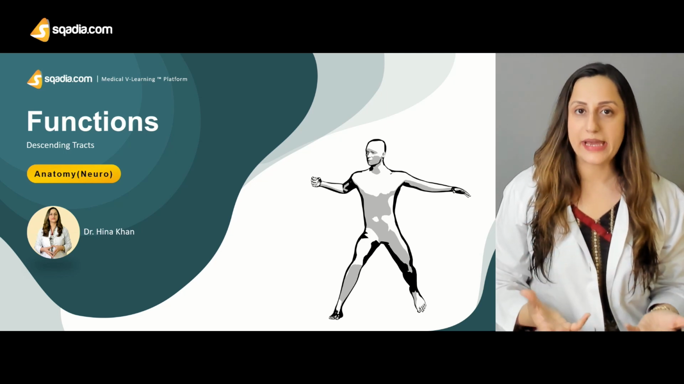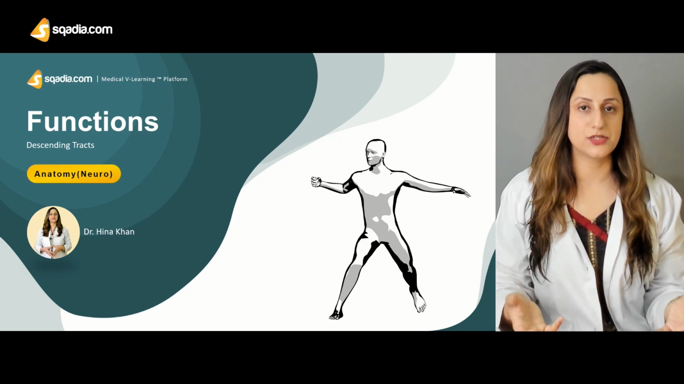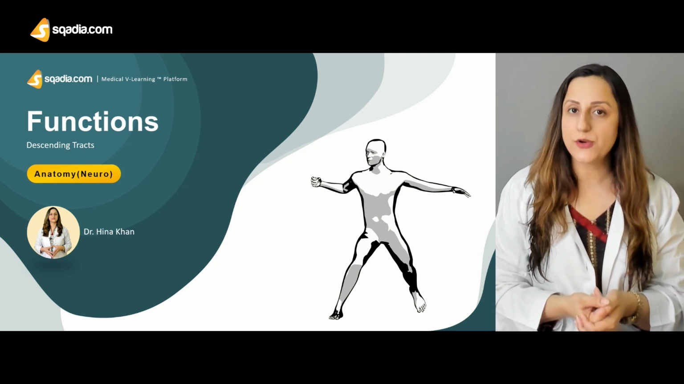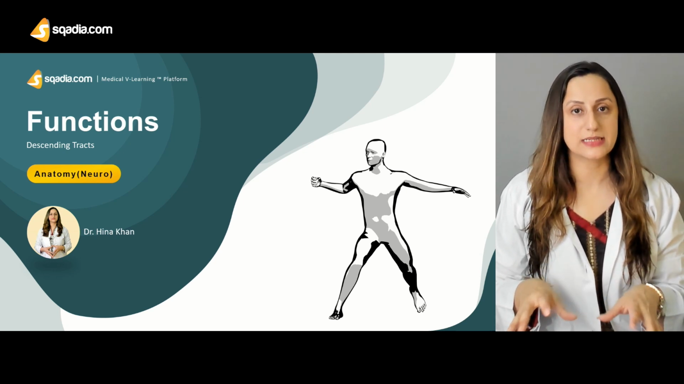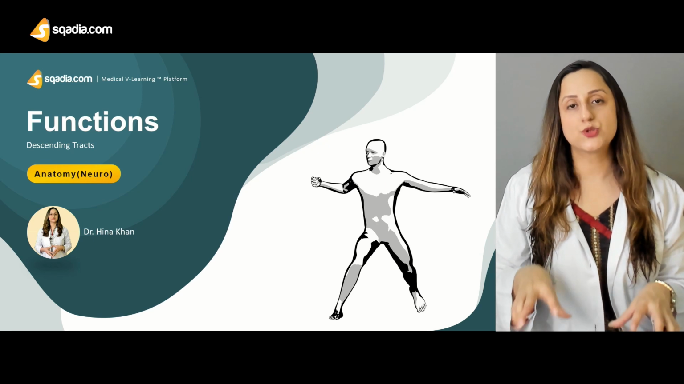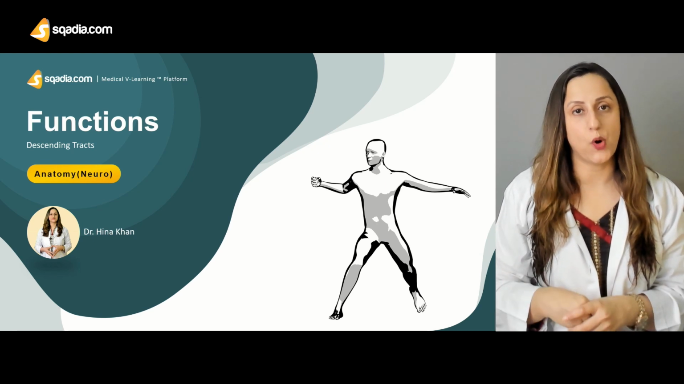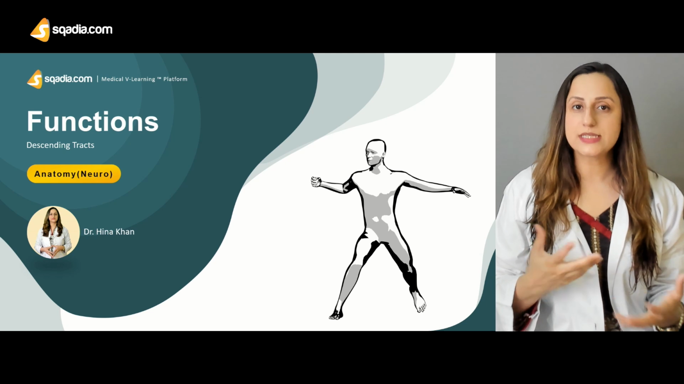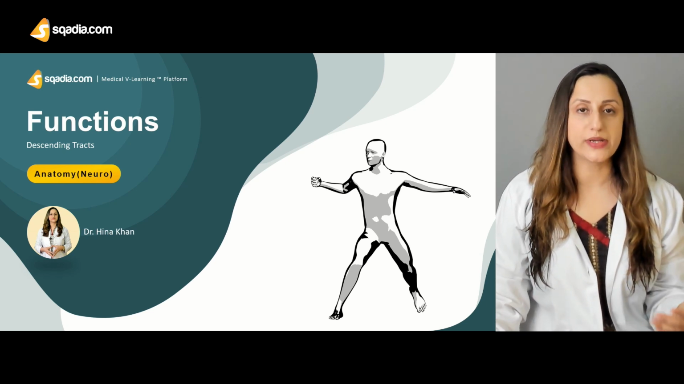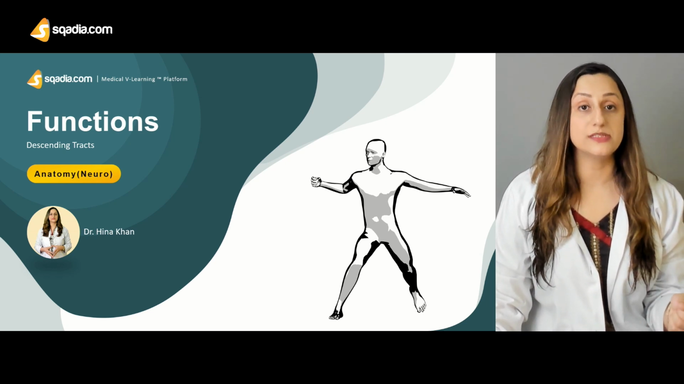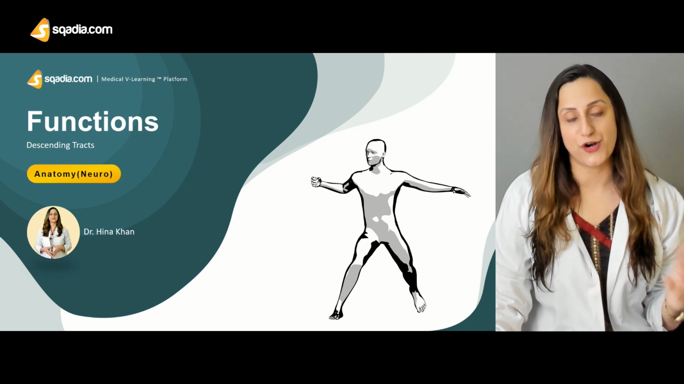Once we have memorized the different descending tracts, and now we have background knowledge regarding the different descending tracts that are sending back the information towards the spinal cord and towards the effector organs, now we should just have the overview regarding the different descending tracts and what are the particular functions that they're going to perform.